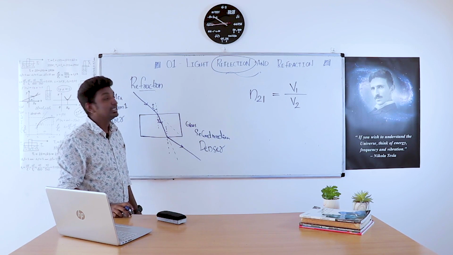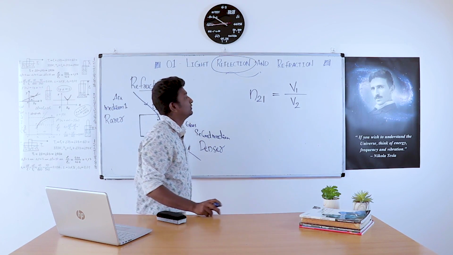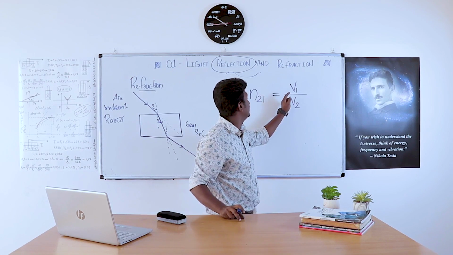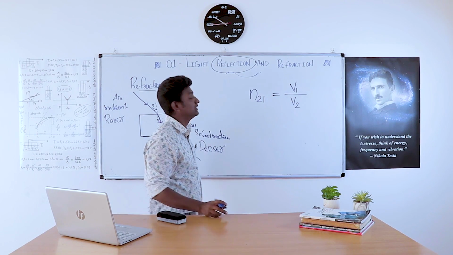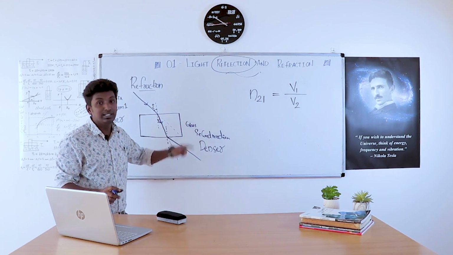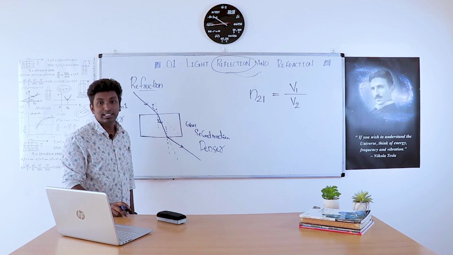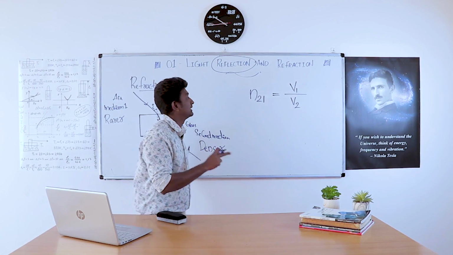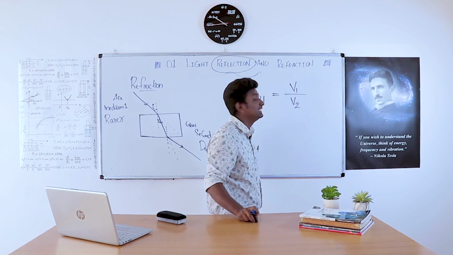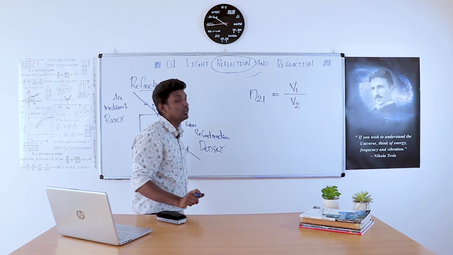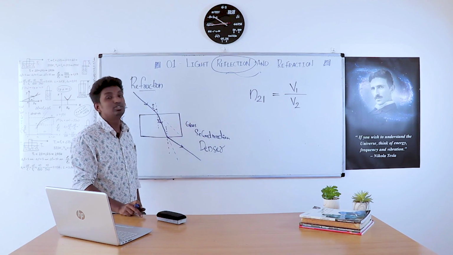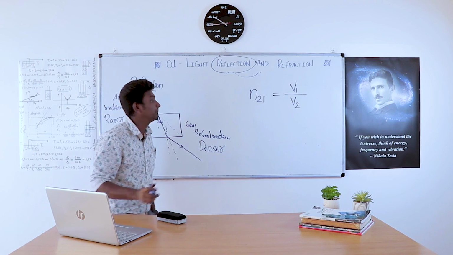That is, N21 is equal to velocity of light in medium 1 by velocity of light in medium 2. So the refractive index of medium 2 with respect to medium 1 is defined as the ratio of the velocity of light in medium 1 to the velocity of light in medium 2.